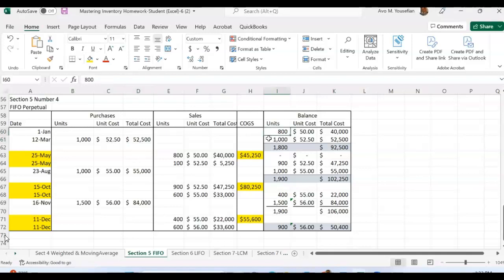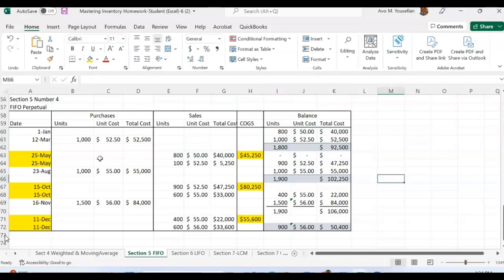Now 800 plus 1,000 becomes 1,800 units at that moment. And the total inventory at that moment is 92,500. But because we are using FIFO, we have to keep these layers separately. We're not going to calculate the average. Got it? Why? Because this is FIFO. You see here it says FIFO.